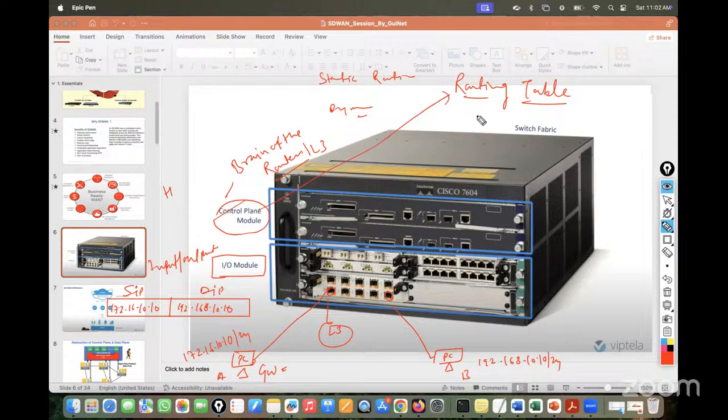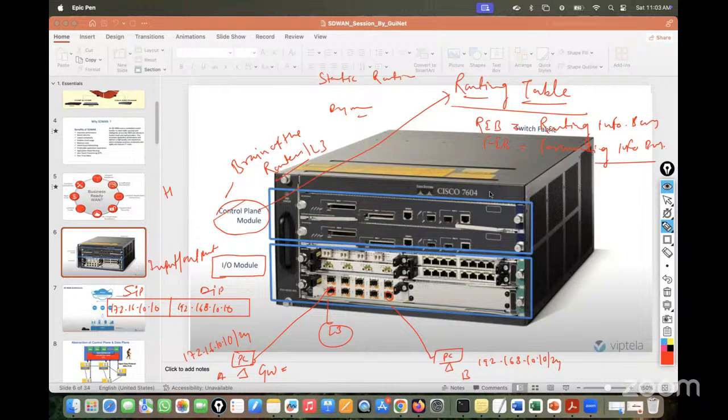They have two kinds of tables. One is the RIB, that is the routing information base, and another is the FIB, that is the forwarding information base. Now you guys tell me what is the difference between RIB and FIB? Who is going to tell me? Very basic thing.